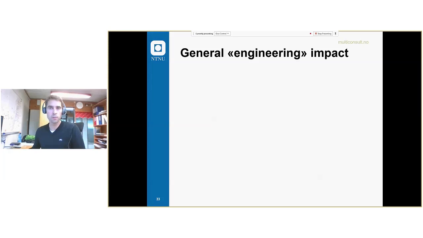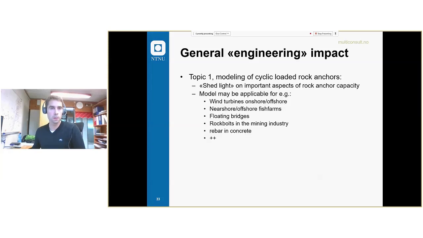General engineering impact on the first topic, modeling of cyclic loaded rock anchors. We have shed light on important aspects of the rock anchor capacity and how to model it. The model may be applicable for, for instance, wind turbines onshore or offshore, nearshore or offshore fish farms, floating bridges, rock bolts in the mining industry, rebar in concrete. Well, it is more or less a rebar in concrete what we have tested, so why not?